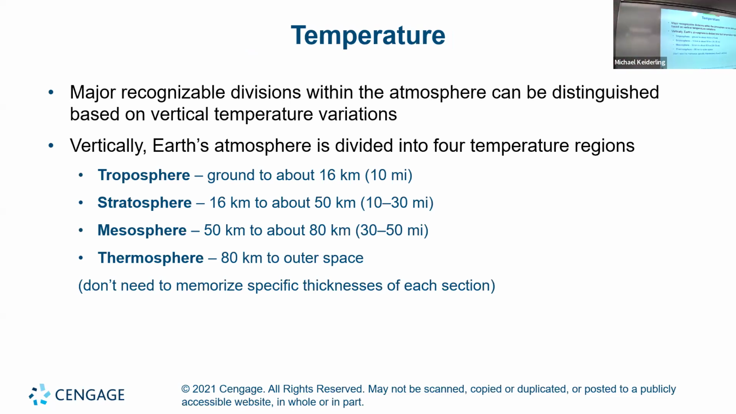Temperature-wise, the most recognizable divisions within the atmosphere can be distinguished based on vertical temperature variations. This is how temperature changes as you rise. So, there are 4 different temperature regions. At the bottom, the one we are currently standing in, is the troposphere. This is from the ground up to about 16 kilometers or 10 miles.